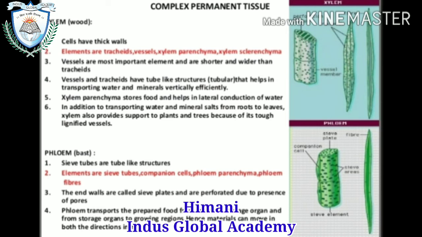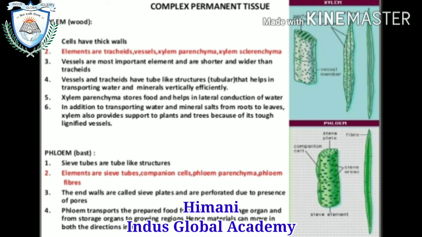Phloem sieve tubes are tube-like structures. Elements are sieve tube, companion cell, phloem parenchyma and phloem fiber. And the end point of that is known as sieve plates, which are perforated due to the presence of pores. Phloem transports the prepared food from the leaves to the storage organ.